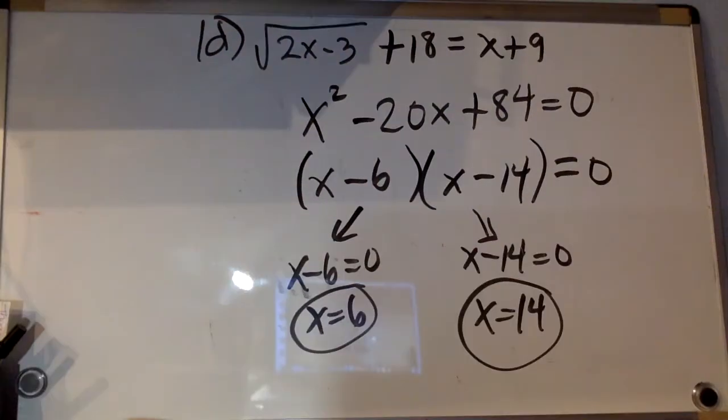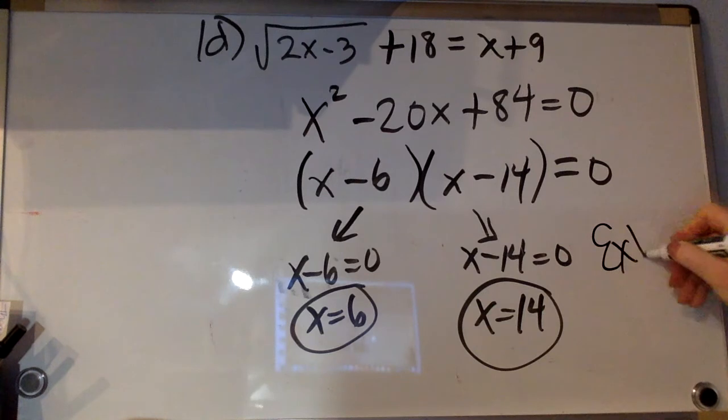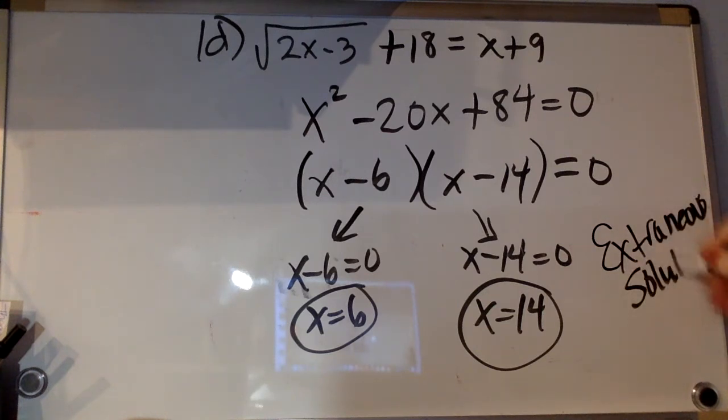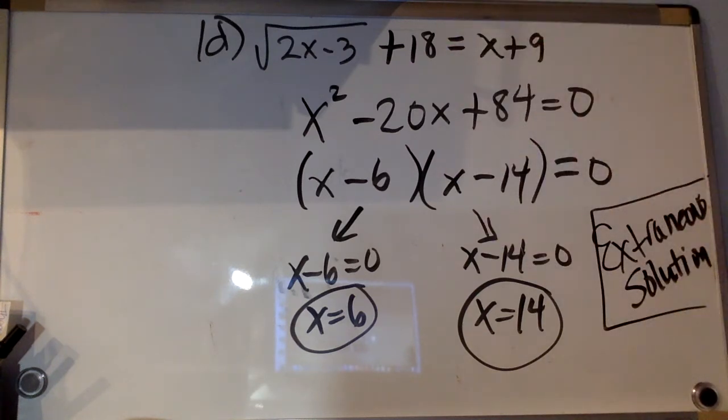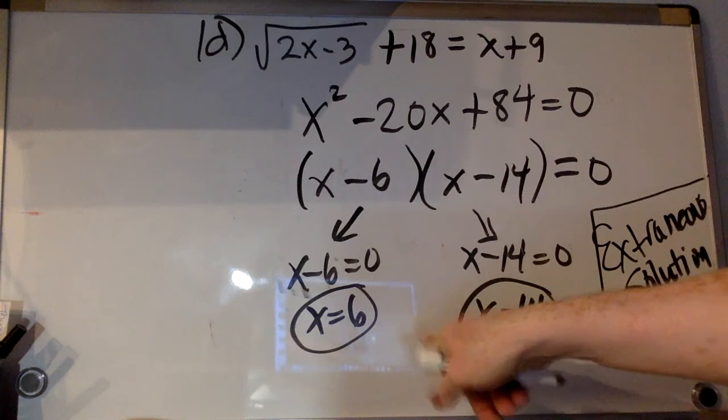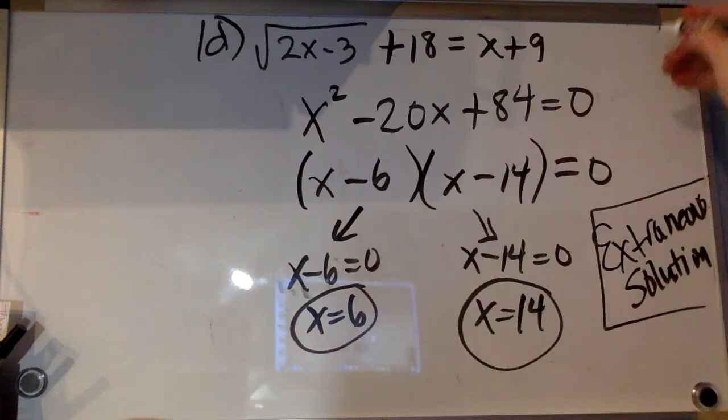Because sometimes when you check the solutions, you find that one of them really doesn't work, and we call that an extraneous solution. So there is one here too. An extraneous solution is one that solves the equation, but when you plug it in, it doesn't really work. And let's try plugging in 6 first. So I'm just going to put my answers up here so I'll have them. I know how we got them.